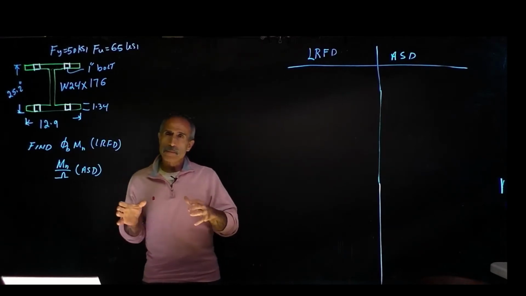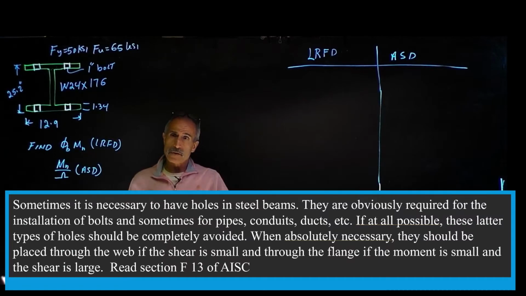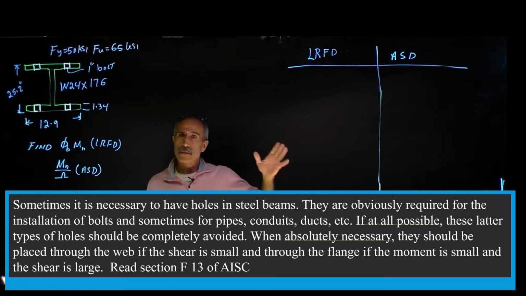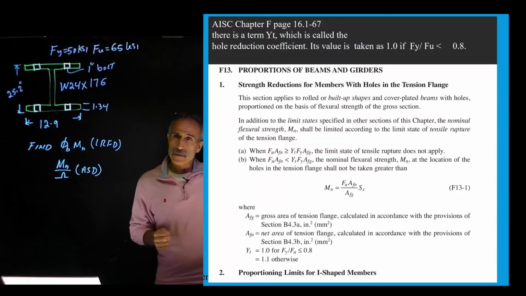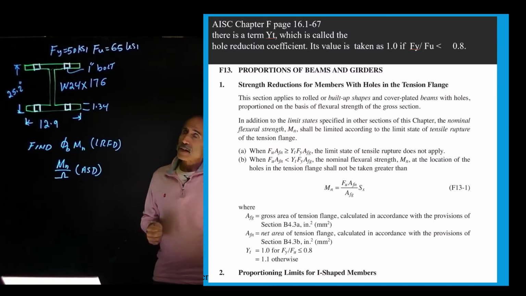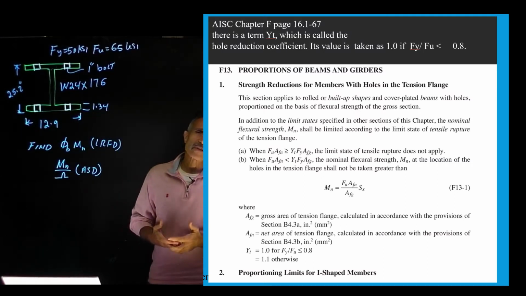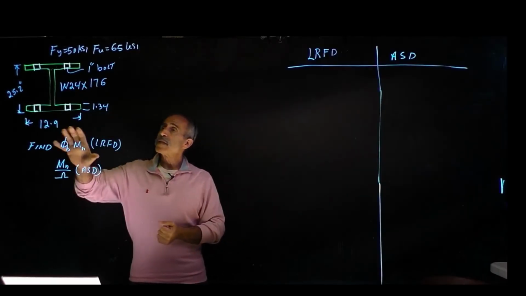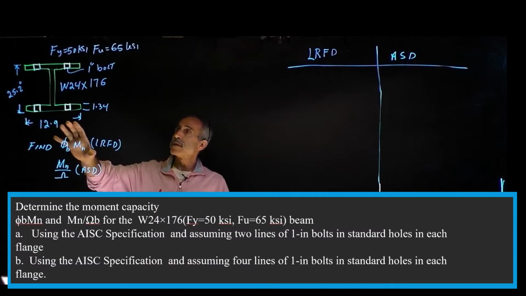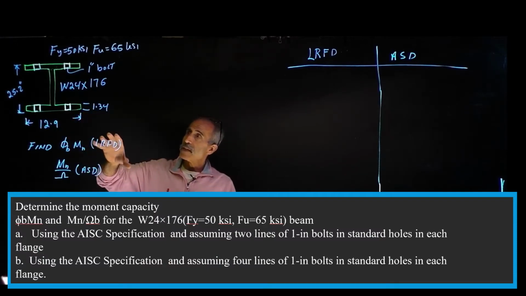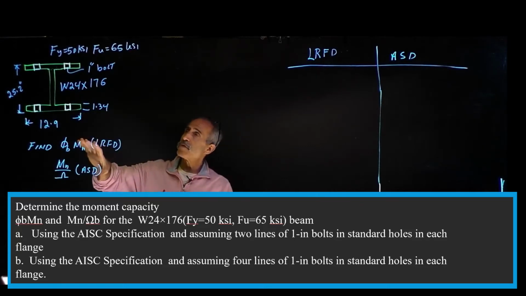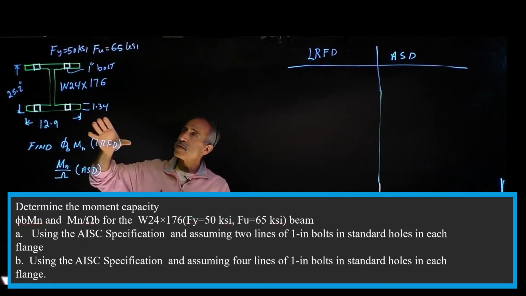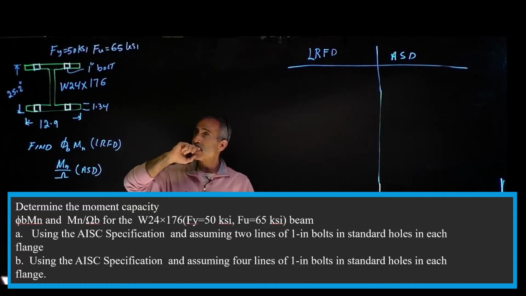Sometimes if you have a hole in the beam, of course, you have to worry about a reduction factor. Take a look at, I'm going to bring this up multiple times, this section of the spec, F13. It talks about some requirements we have to satisfy to calculate our moment. In this case, we have the beam, and the beam is W24x176. If you go to table 1.1, it's on the screen, get all the information out of it, whatever you need. And then our spec is Fy 50 ksi, and Fu is 65 ksi.